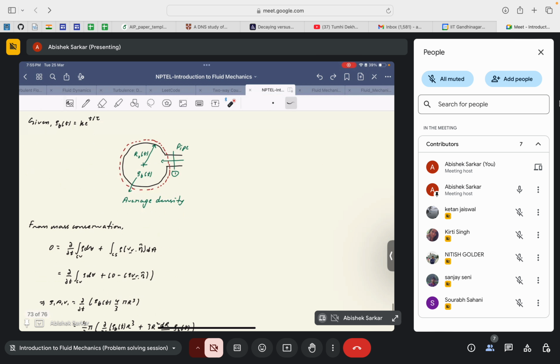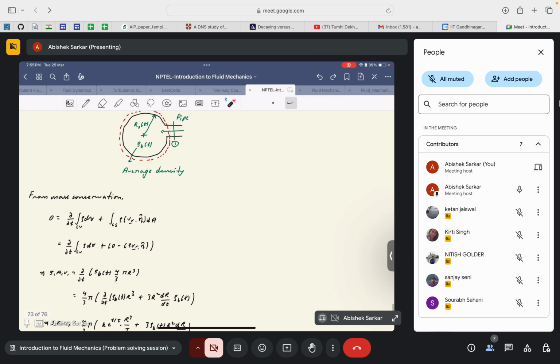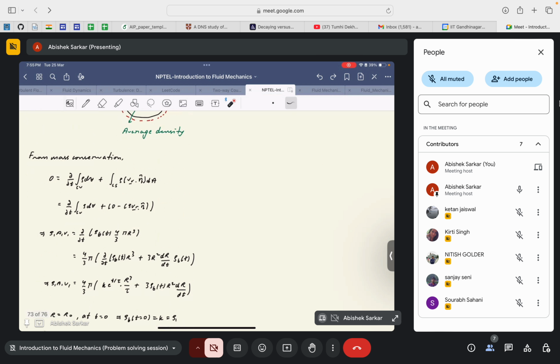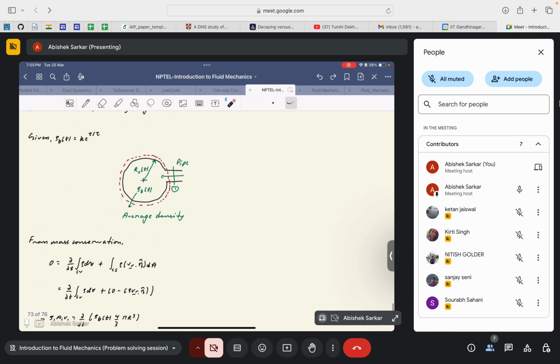Then from mass conservation we will get dou by dou t of control volume integral of rho dV plus surface integral of rho v r dot n cap dA is equal to 0. We cannot cancel it out because here both density and volume are a function of time. Okay, so we will take that into consideration. Or we have dou by dou t volume integral of rho dV plus 0 minus rho v r dot n cap. Why is it 0? Because the outflux is 0 and mass is only coming inside the balloon, so there is only mass influx. And this one would be equal to rho 1 into A1 into V1 as given here. I forgot to write it here.